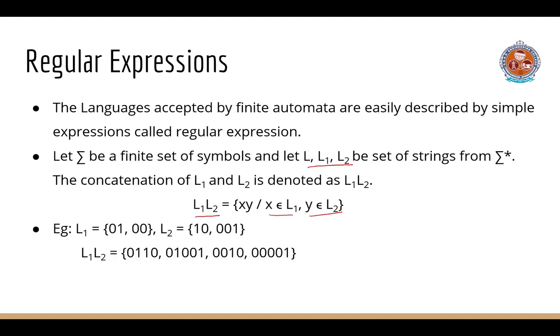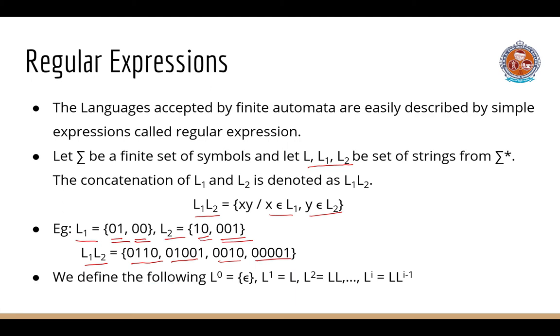For example, L1 is equal to 0100, L2 is equal to 10111. So the concatenation of L1 and L2 will be L1 L2. So here the strings will be 0110. And the next string is 0100. So the next string is 0010. The next string is 4 zeros followed by 1.